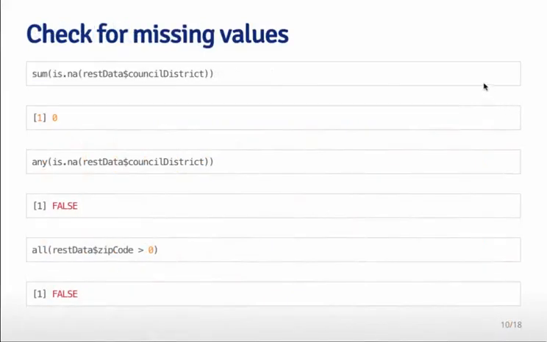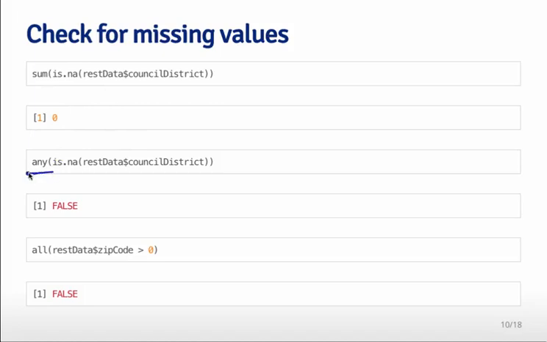The next thing you might want to do is check for missing values. The function that can be useful there is the is.na function. If you apply the is.na function to this variable, the council district, and then take the sum, is.na will return a 1 if it's missing and a 0 if it's not missing. So if the sum is equal to 0, that means there are no missing values.